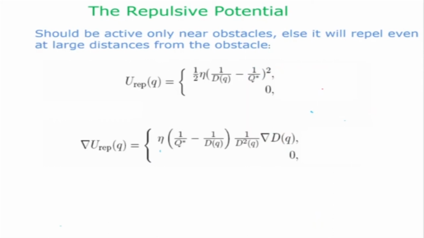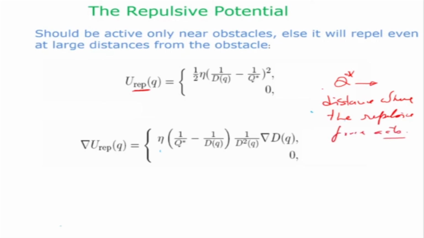Now we need to define the repulsive potential. The repulsive potential U repulsive is defined as half eta into 1 by d minus 1 by q star, where q star is the effective distance. So q star is the distance where the repulsive force becomes effective.